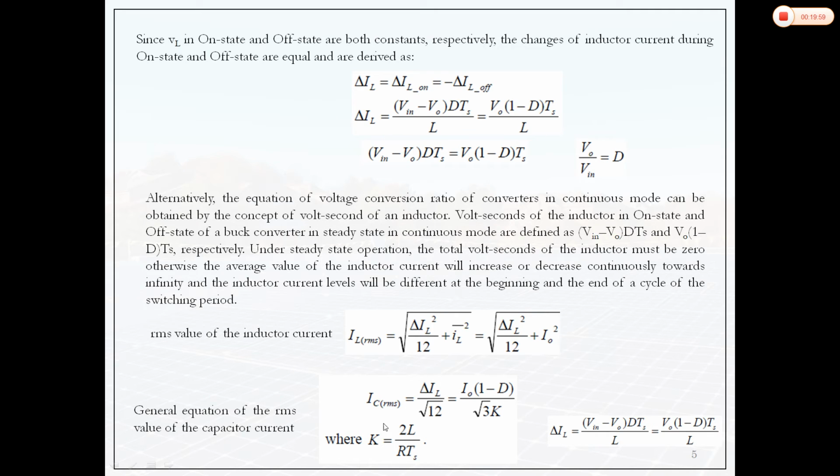So this is a very important terminology that will actually determine the continuous and discontinuous mode of operation and its boundary value. If we substitute that, ICRMS we can get as I naught times 1 minus D upon root 3 times K. K is nothing but 2L upon R TS. So remember this term, 2L upon R TS, that we will use again and again in this unit.